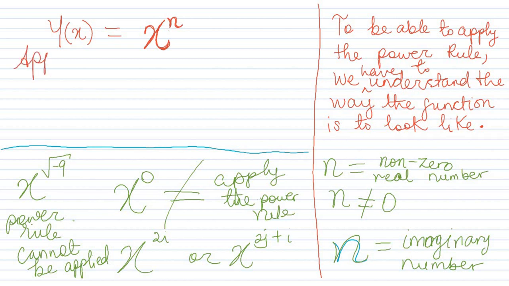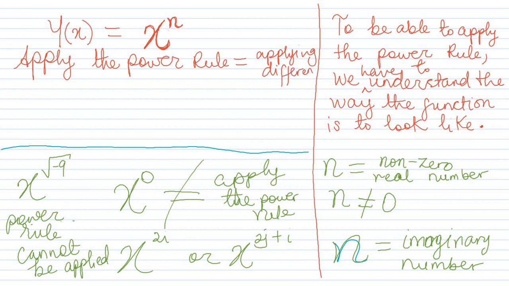So applying the power rule means differentiation. It also means you're going to apply differentiation. So now what you have is the same thing as saying, what do you get when you do d over dx of x raised to the power of n? So this is what you get.